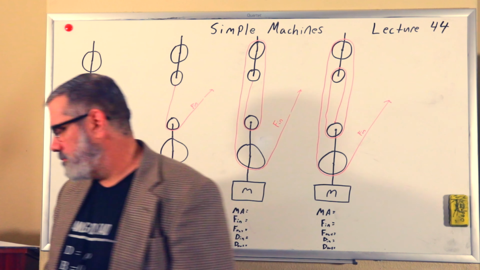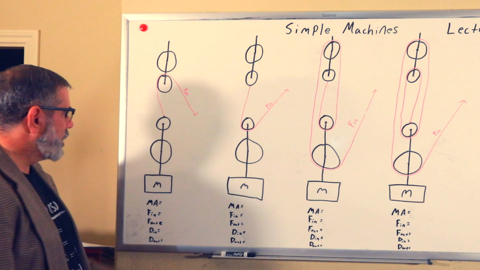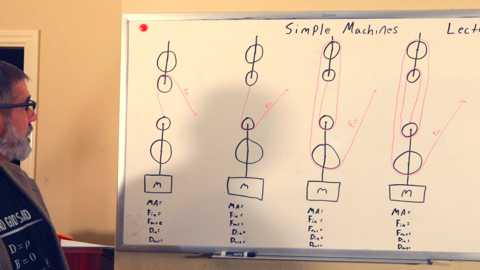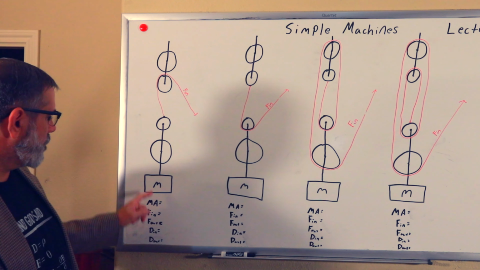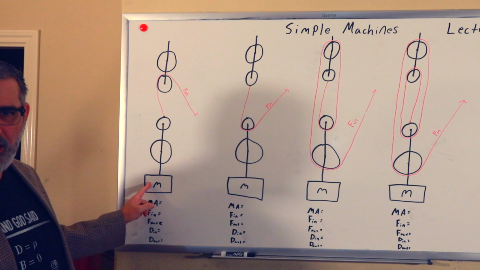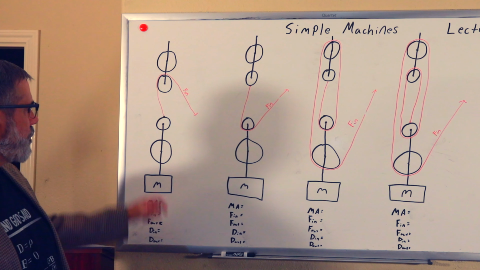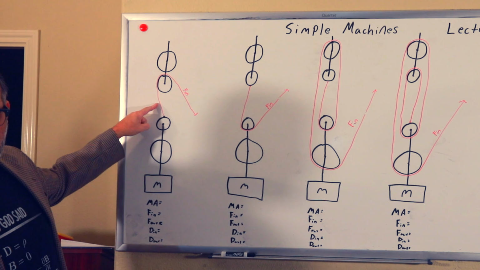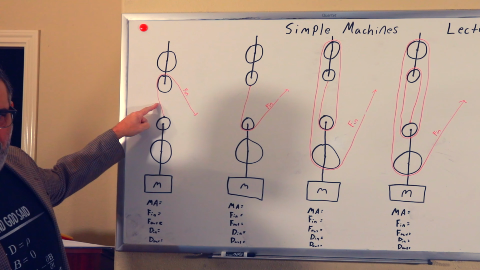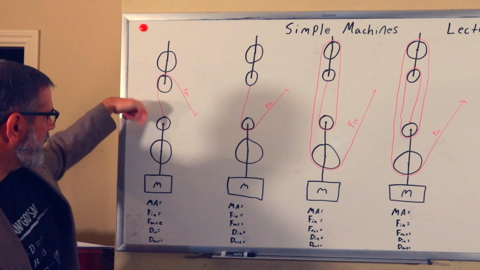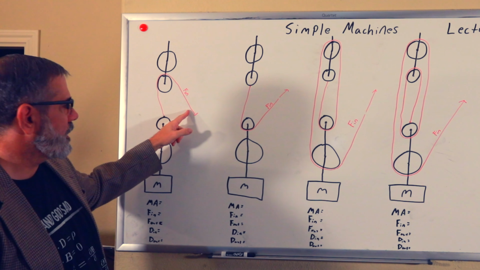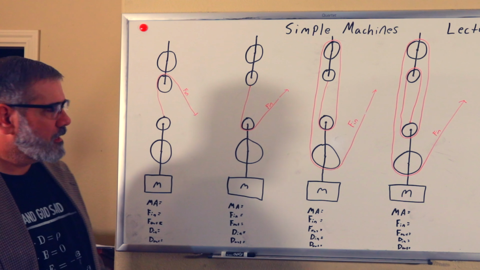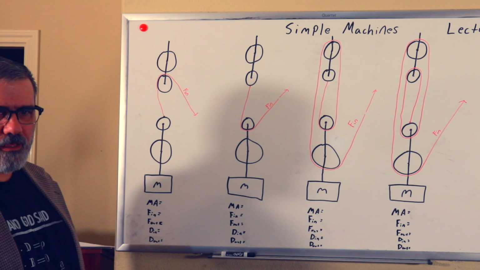All right. So if we look at the first one, how many lines are supporting the weight? The weight is this mass M here hanging, okay? Well, let's start with this line. Is this line supporting the weight? Yes, it is, because the weight is pulling down on this line, there's a tension in that line holding it up. So that's one line. What about this line here? This is the line where we're pulling, right? Is this line supporting the weight?